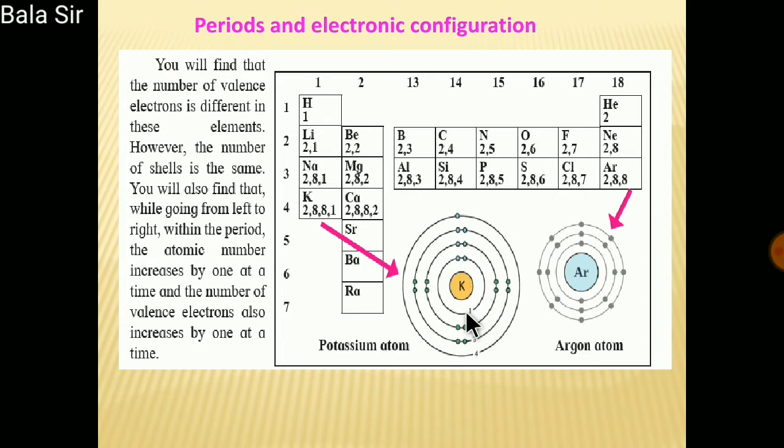So here in the first shell you can see only 2 electrons. In the second shell you can see 8 electrons. Third shell you can see 8 electrons, and it goes on. So when you split this Li, 2, 1, that is 3.